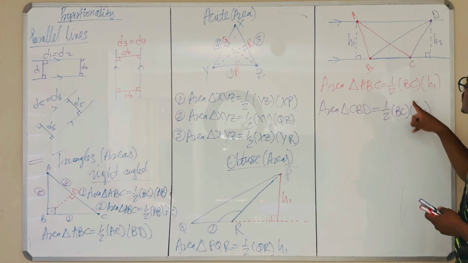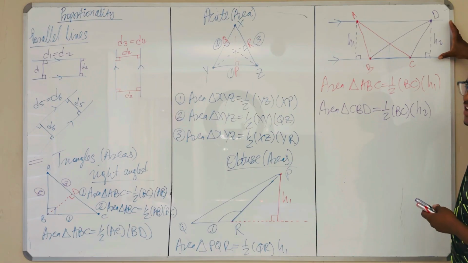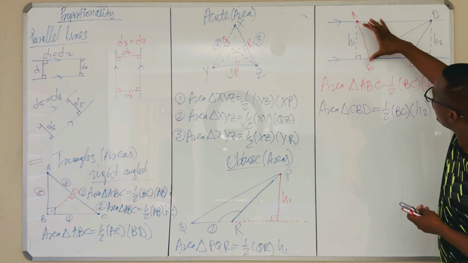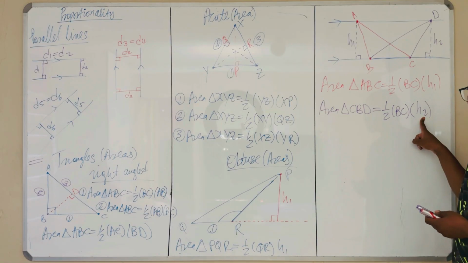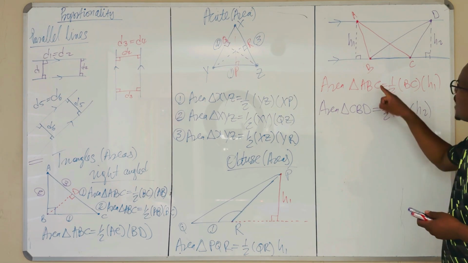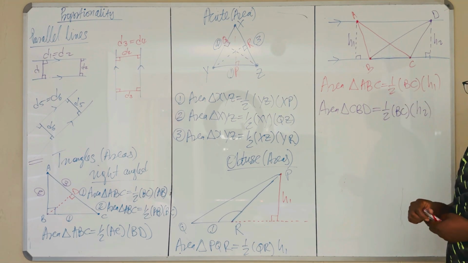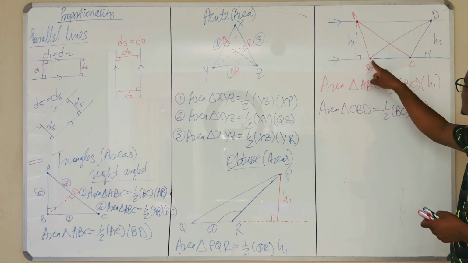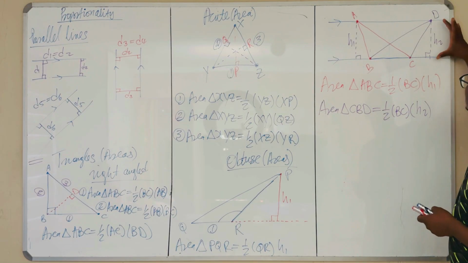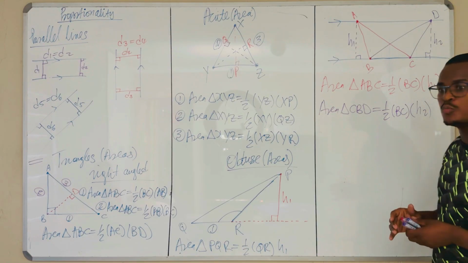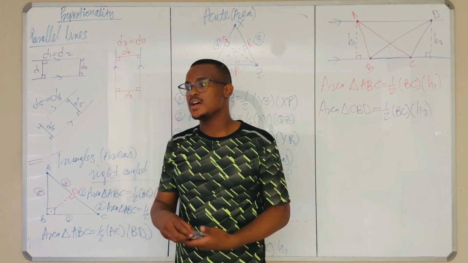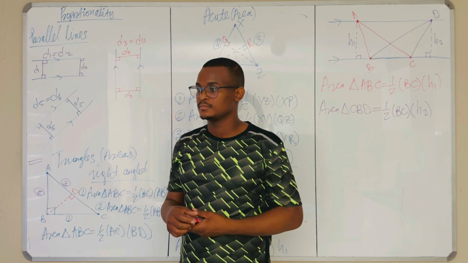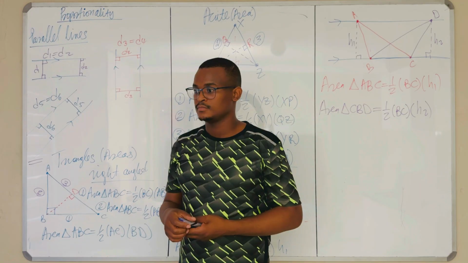Yes. Because these two lines are parallel, the perpendicular height here will be the same as that one. So it was going to be the same if you had said H1. Yes. So these two triangles, this triangle and this triangle, have exactly the same area, because they have the same base BC and the same perpendicular height, which is the distance between the two parallel lines. So those two triangles have the same area. Not sure if that makes sense.